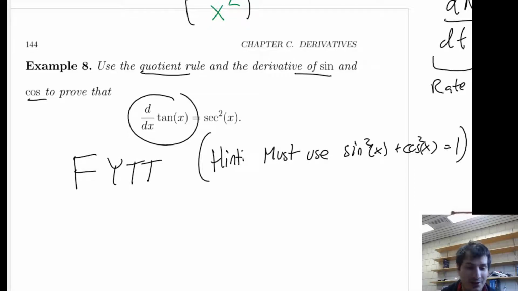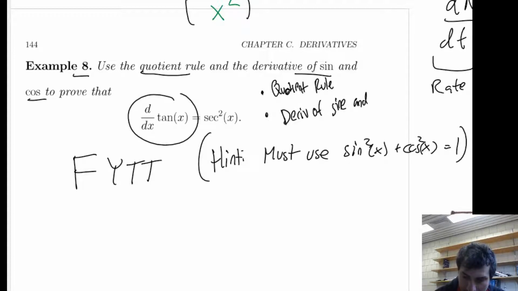Okay, hello. So in this video, I'm doing example 8, which was for you to try. And we were showing that the derivative of tangent is secant squared using what? We were going to use 3 ingredients. Quotient rule, that's one ingredient. The derivative of sine and cosine. And the last ingredient is this hint that is written here, that sine squared plus cosine squared equals 1. So we're going to combine those 3 things, and we're going to get the derivative of tangent.